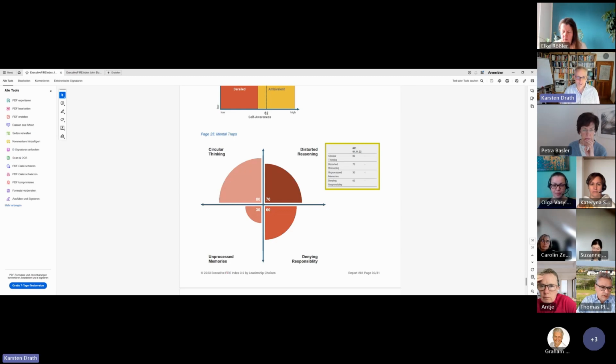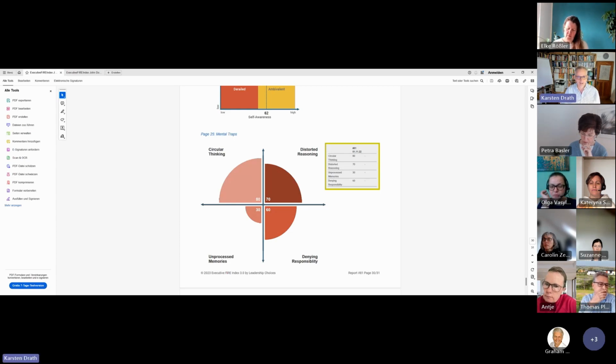What we also see is denying responsibility at 60, which means this person oftentimes is in victim mode, right? Denying responsibility means it's not my fault. It's my boss's fault. It's this client's fault. It's my employee's fault. It is the system, whatever. It's not me. That's not a very powerful situation to be in, which is victim mode. And that makes sense because we've seen the need for emotional stability being very high, so it is very easy for that person to get irritated.